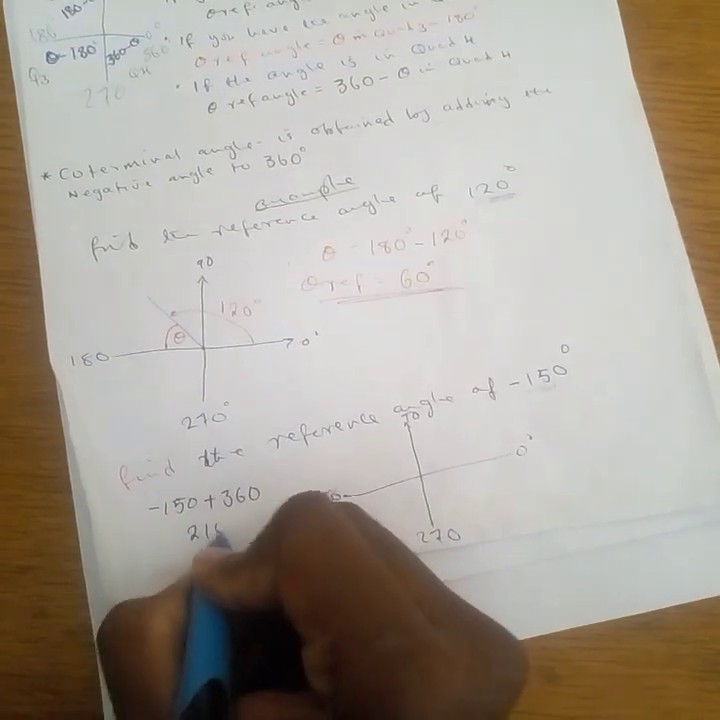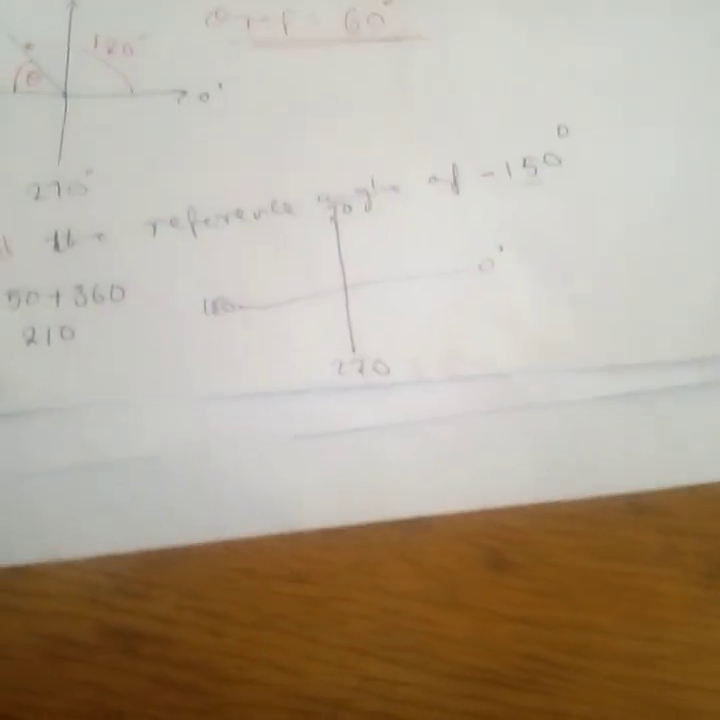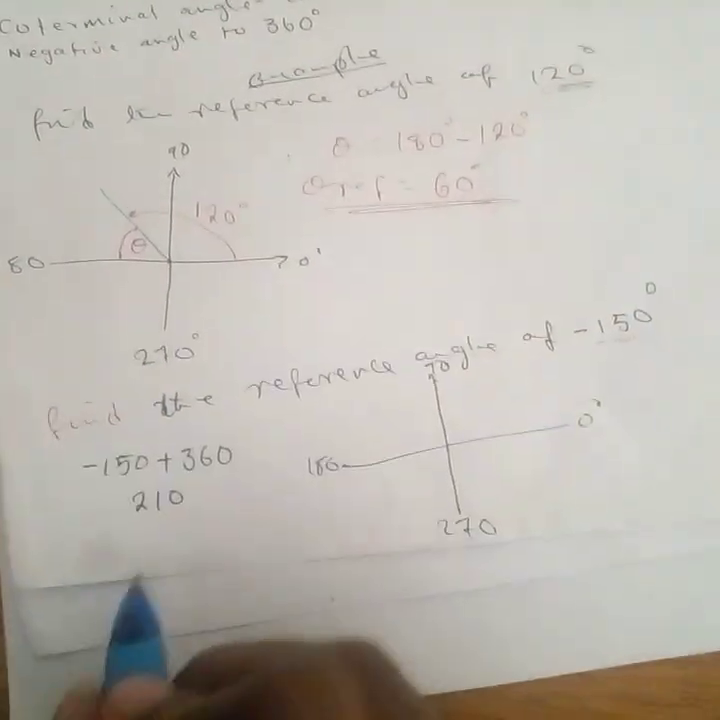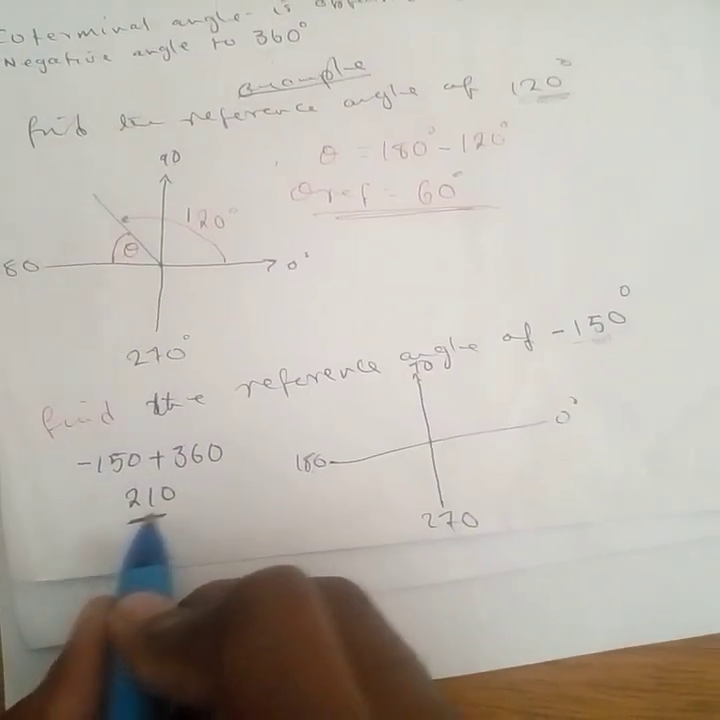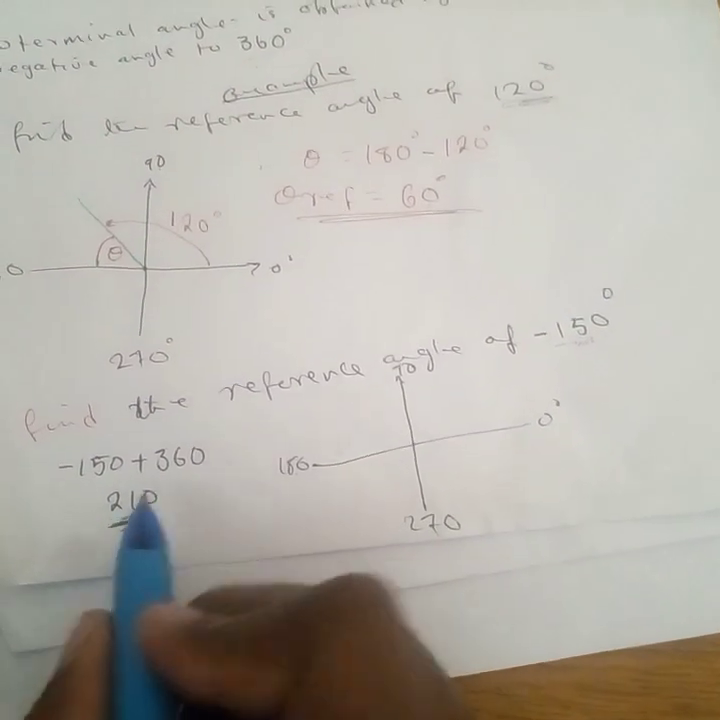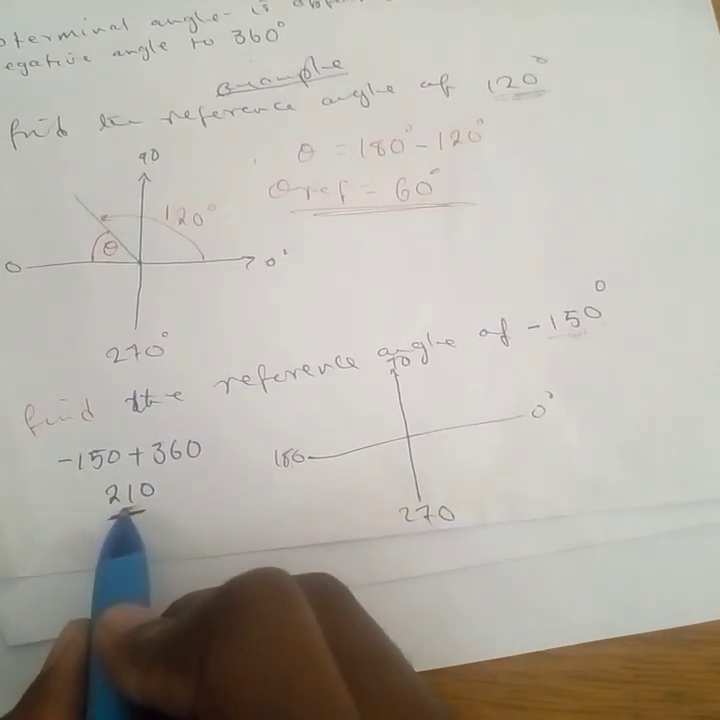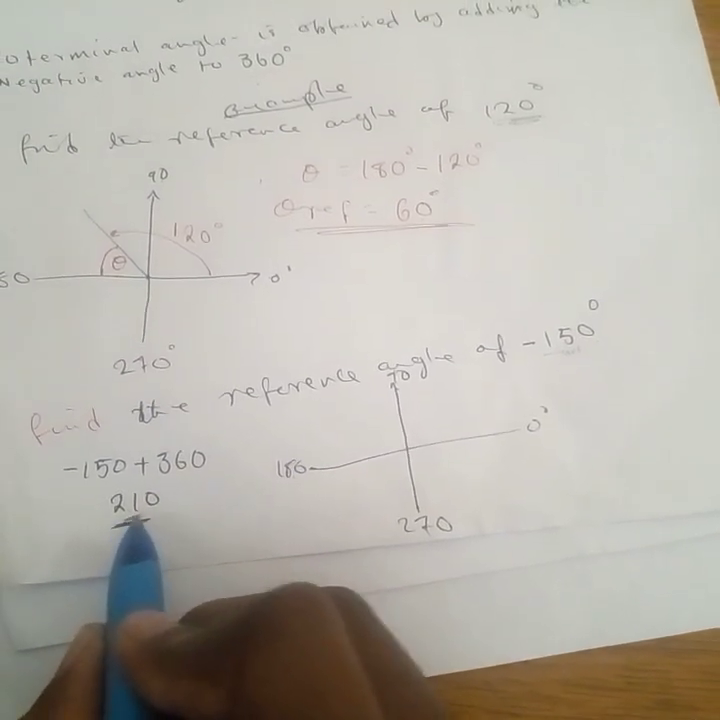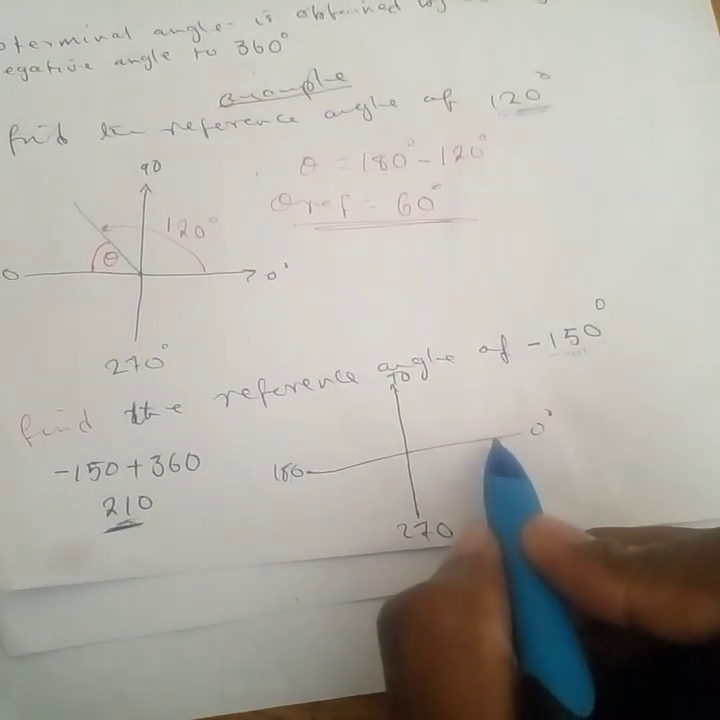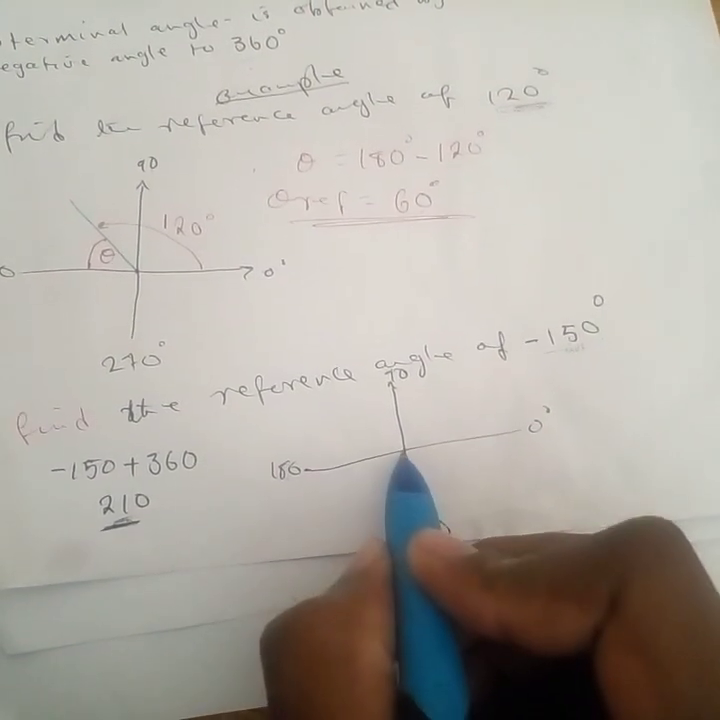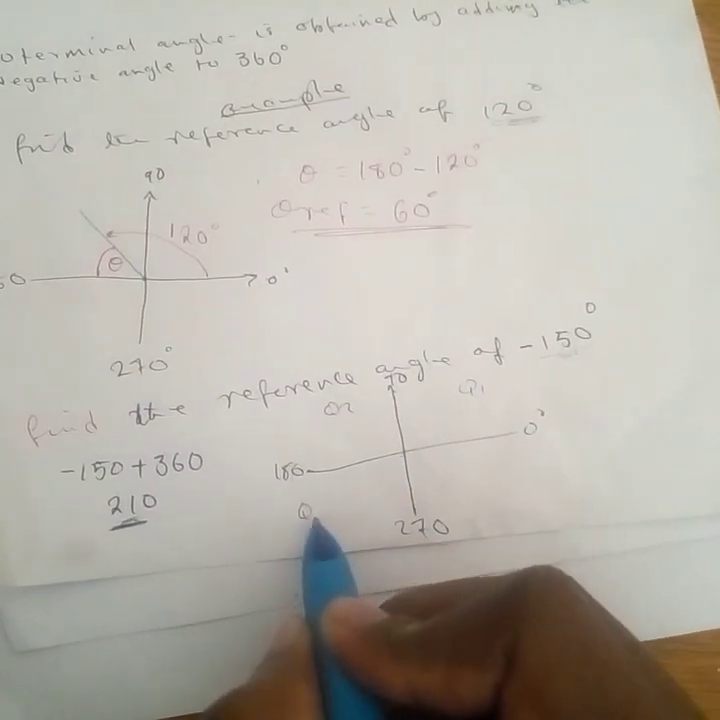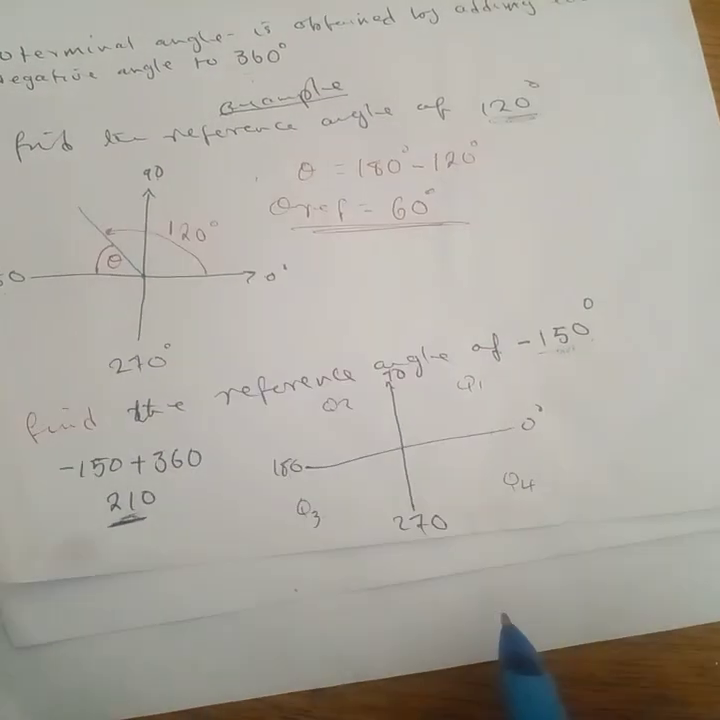So we have 210. In order for us to find the reference angle, now that we know the positive value, 360 minus 150 gives us 210. So 210 is found in which quadrant? 210 is in quadrant 3. If we look well, we start from this side: this is quadrant 1, quadrant 2, quadrant 3, then quadrant 4.